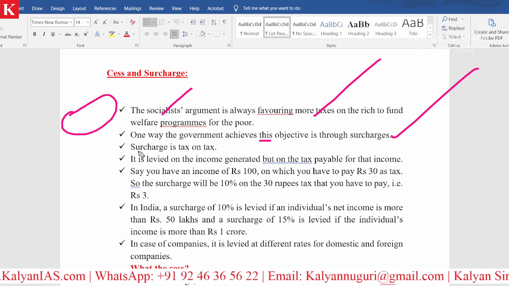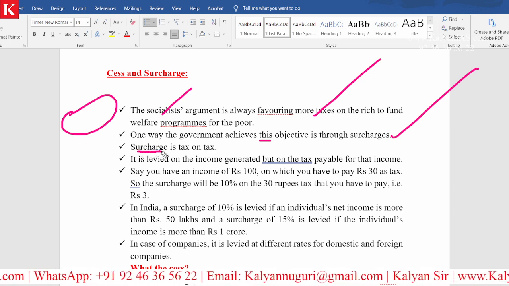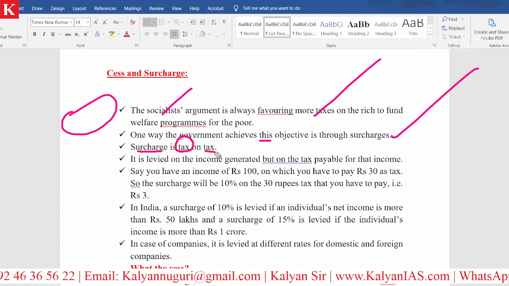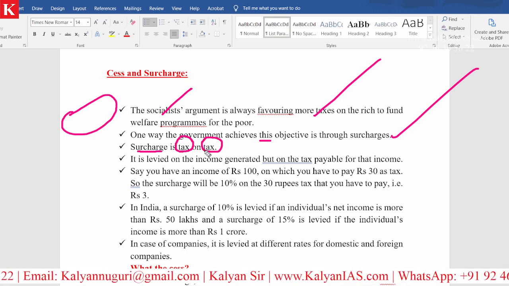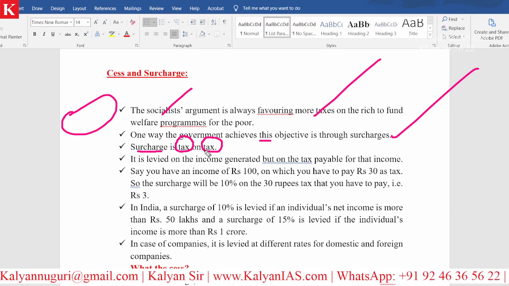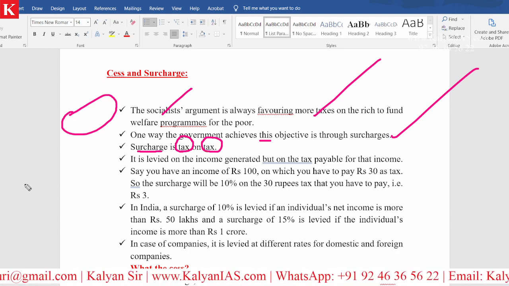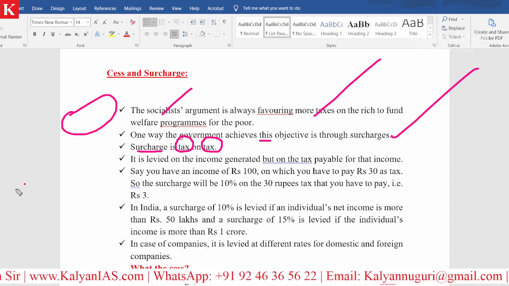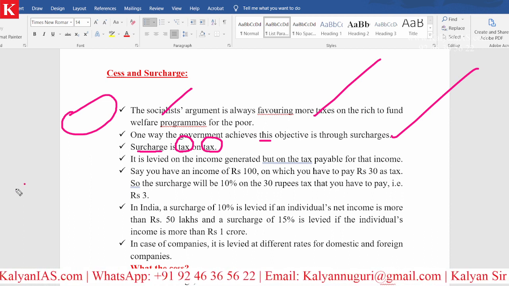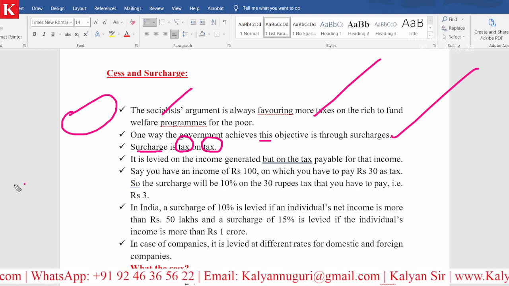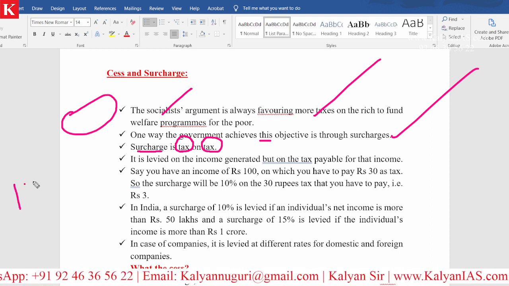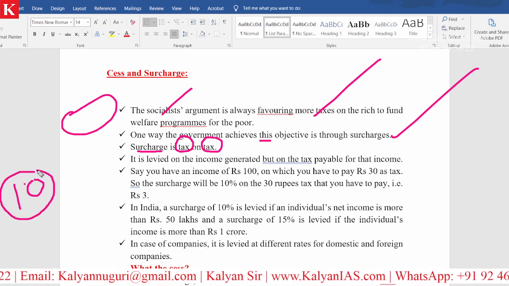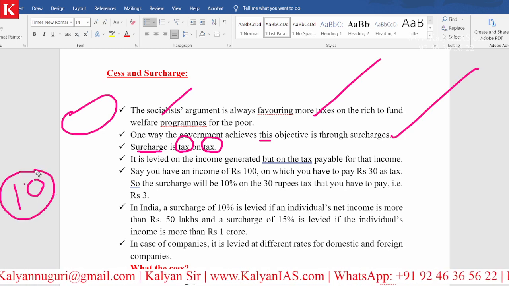But what is a surcharge? As I told you, it is a tax on tax. Very important. Clear? For example, a person is earning some income, and his net income is more than 50 lakhs. Say, for example, he is paying around 10 lakhs as income tax. Clear? 10 lakhs as the income tax.